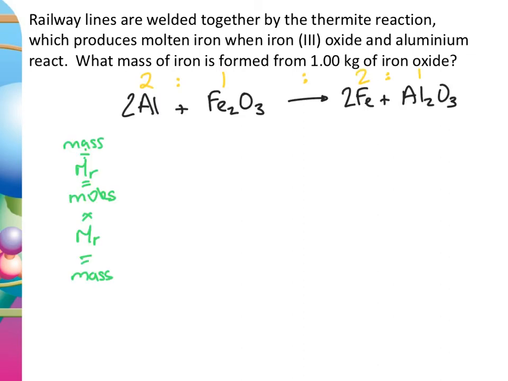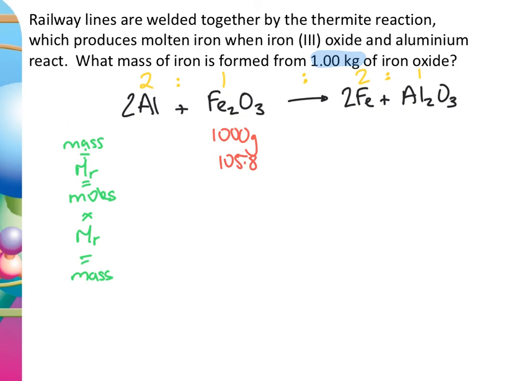So there's our equation. And just before we start, just pay attention to the fact that they've given us the mass in kilograms. So obviously we have to work in grams when we're doing chemistry, so we need to convert that into grams. Well, there are 1,000 grams in a kilogram, so that's fairly straightforward. So we are starting off with 1,000 grams of iron 3 oxide. So our mR of iron 3 oxide is 105.8.